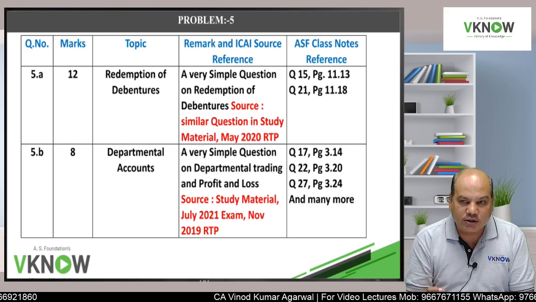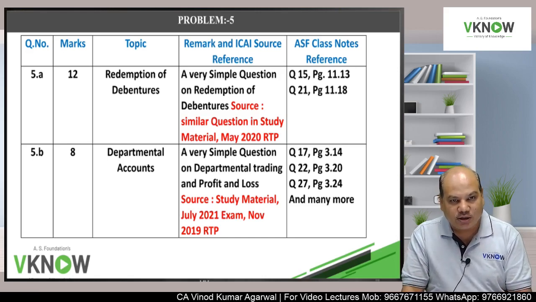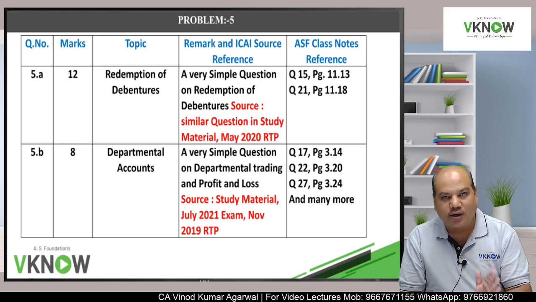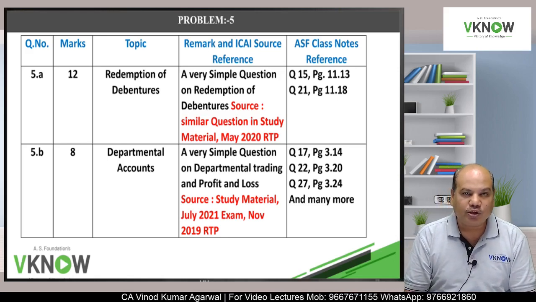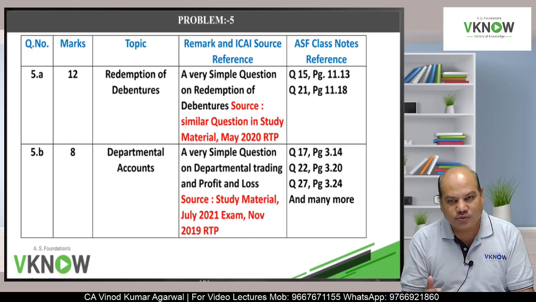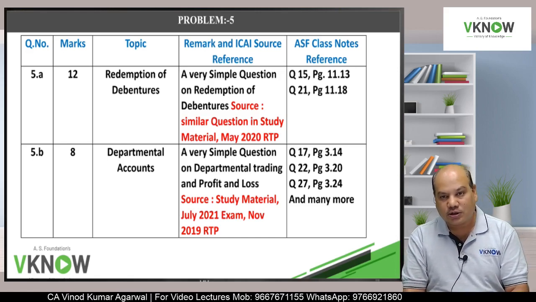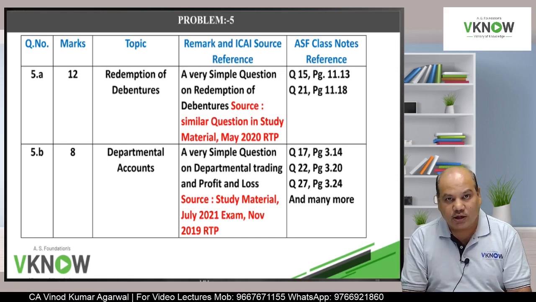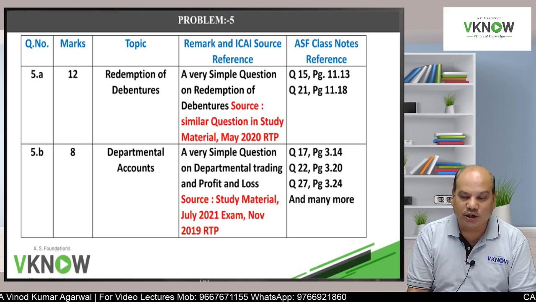One of the easiest questions is on departmental account. Two departments are there. One department is transferring to the other department at a profit margin. You have to calculate stock reserve at the beginning and at the end. You must have solved a similar question in the class. Similar questions are there in the study material. It was asked in the July 21 exam also, and November 2019 RTP.